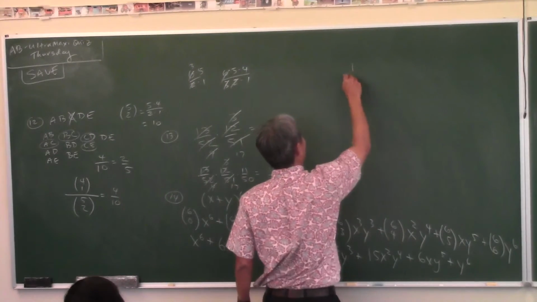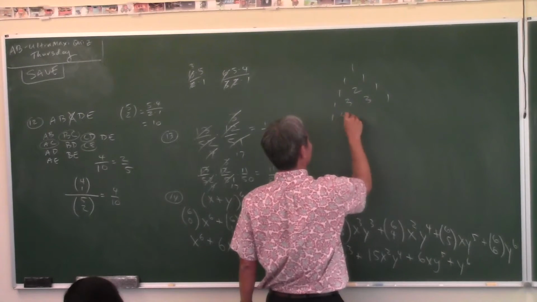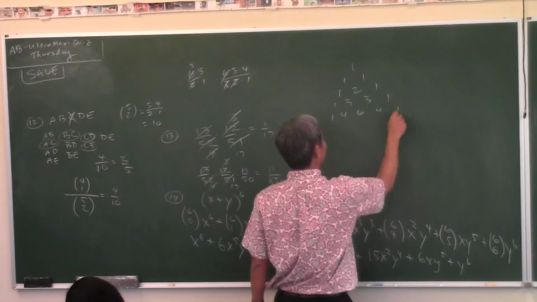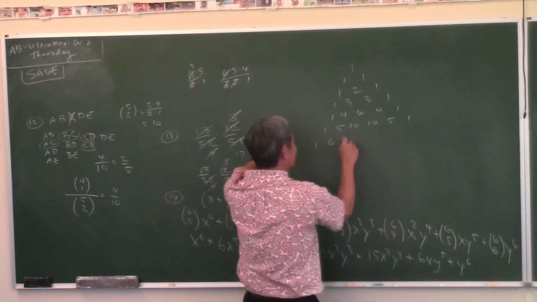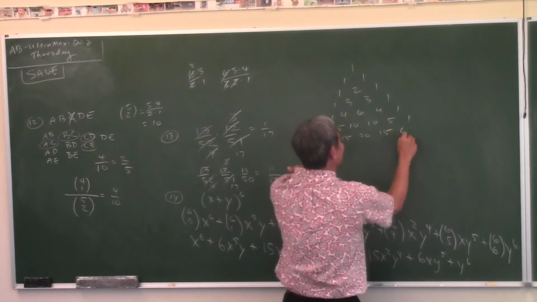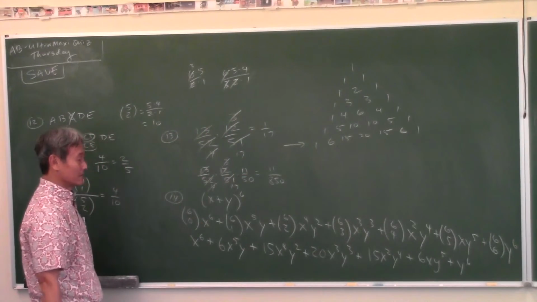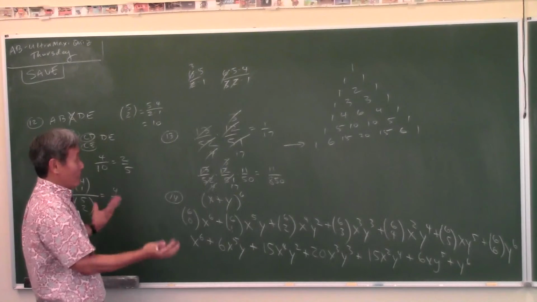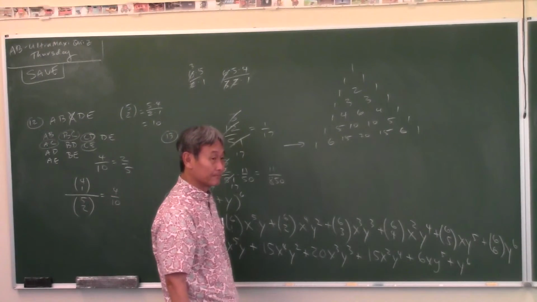I don't know what's easier for you. Make Pascal's triangle? It's not that hard to make Pascal's triangle. 1, 5, 10, 10, 5, 1, 1, 6, 15, 20, 15, 6, 1. That's the one we want. See? So I don't care which way you do it, just make sure you do it correctly. Actually, the Pascal triangle is pretty good.